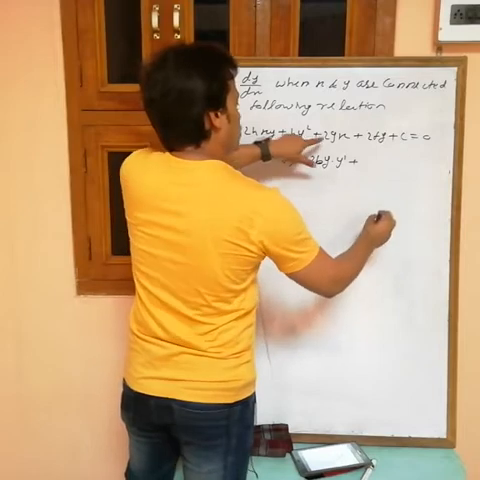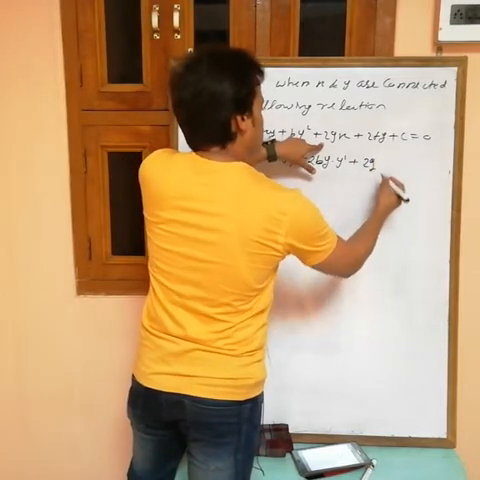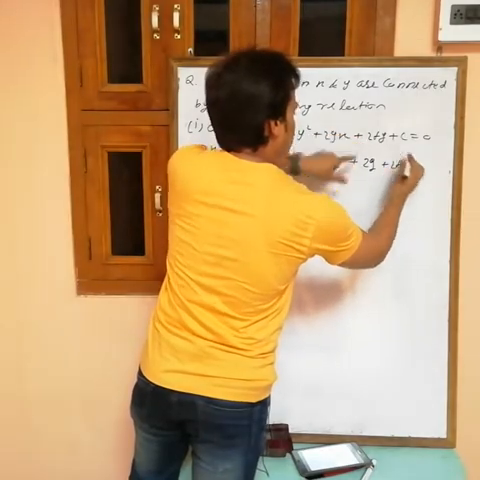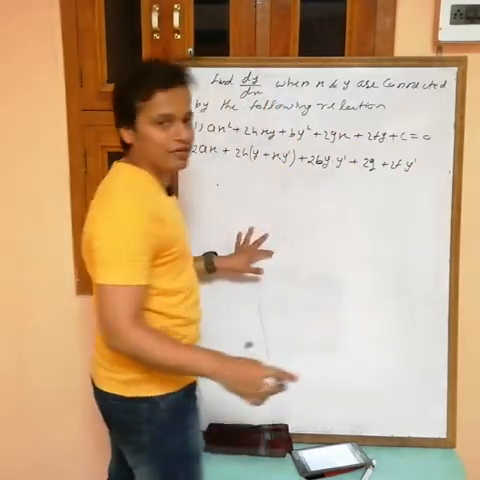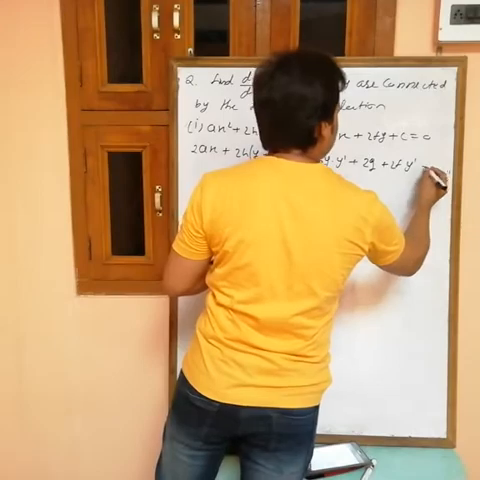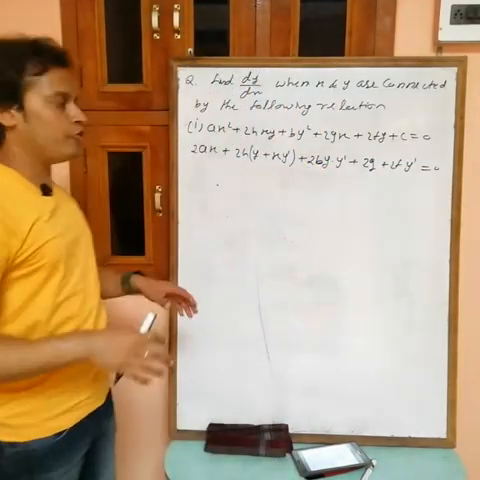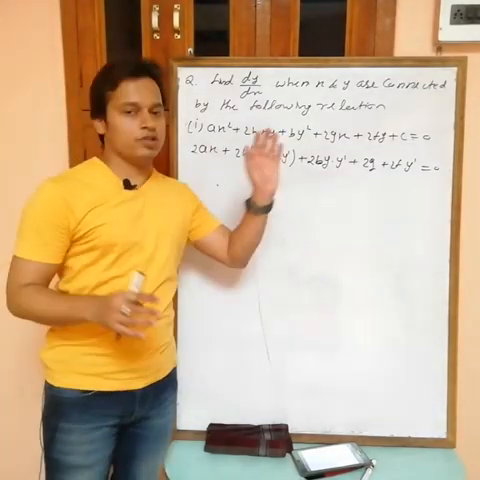Plus 2g constant, differentiation of x is 1. Now plus 2f constant, differentiation of y is y dash or dy by dx. Differentiation of c equals 0, and differentiation of 0 equals 0. So we are differentiating the complete equation on both sides.